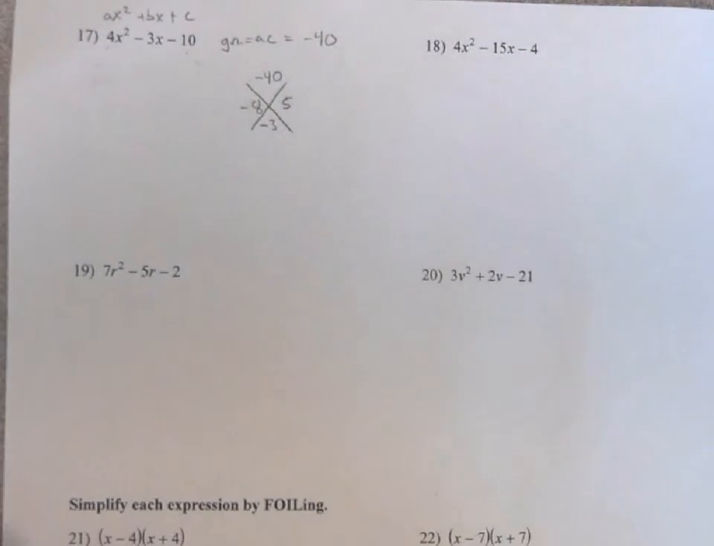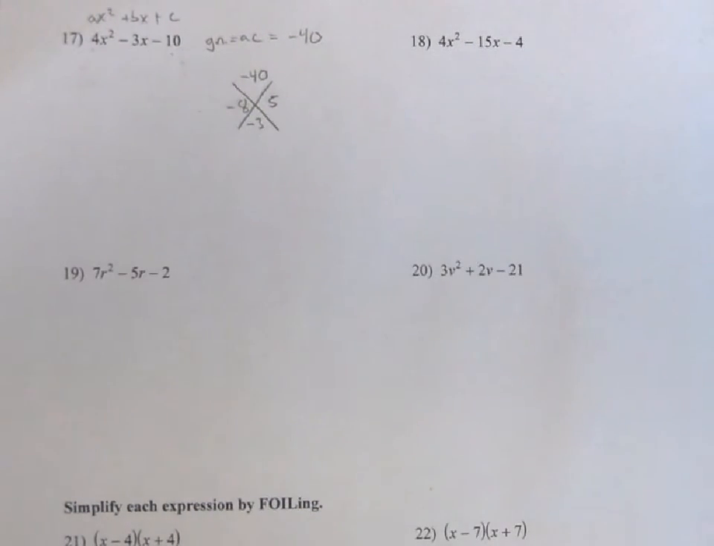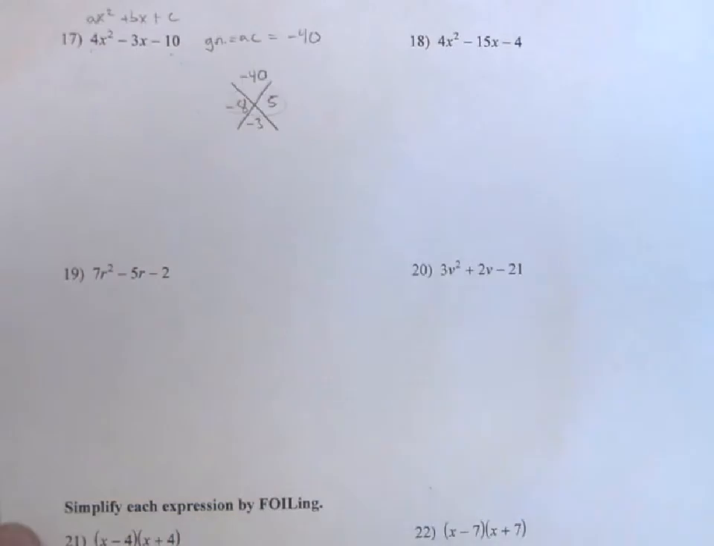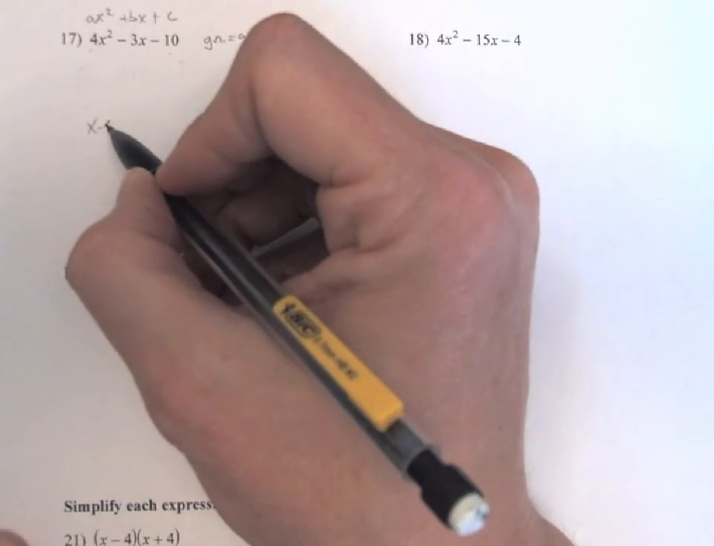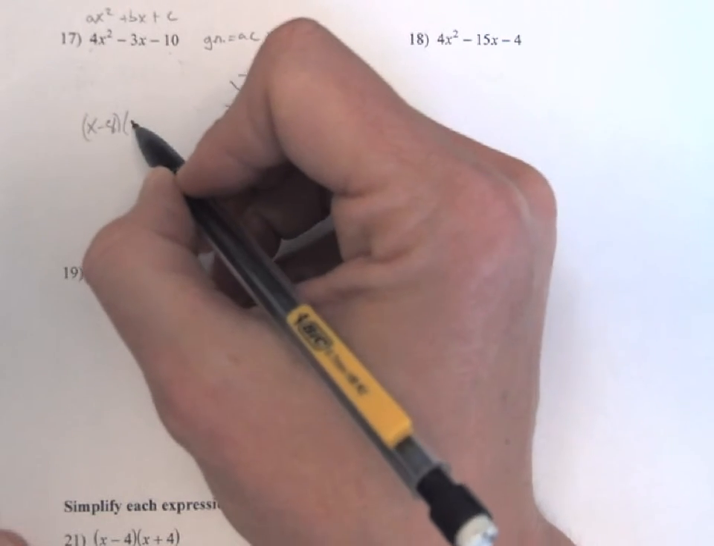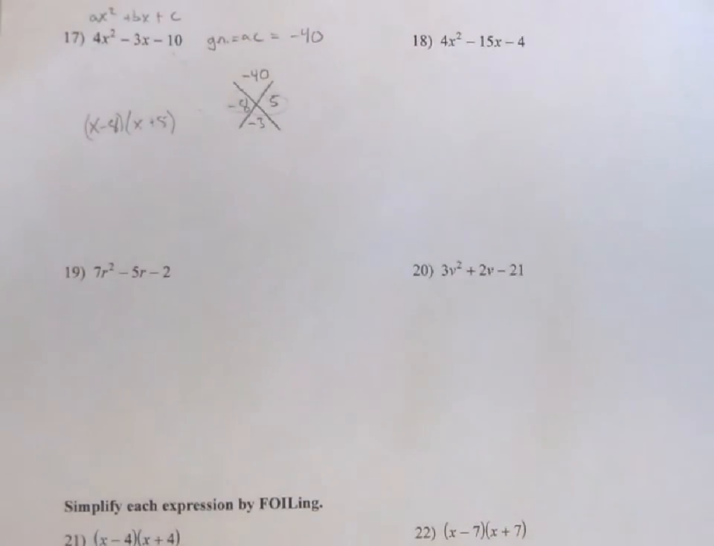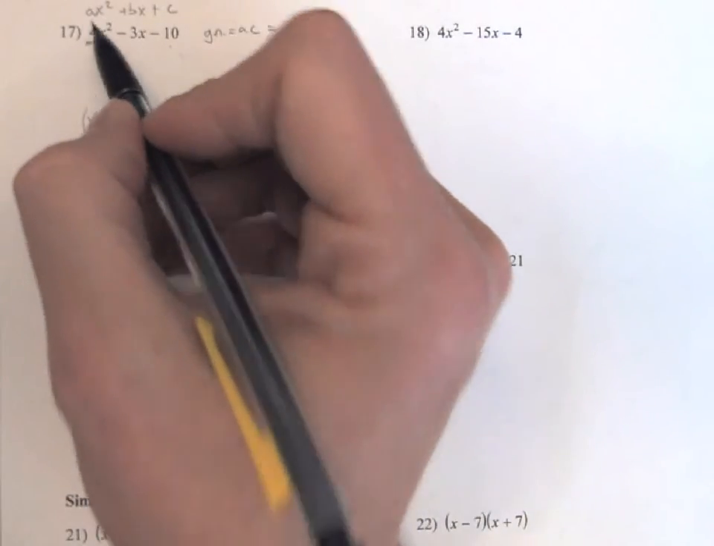I sure do. Right, now, in the past, what we would have done here is we would have taken these two numbers, and those numbers would have been in our final answer. We would have done something like this: x minus 8, x plus 5, and we would have been done. But this is a little bit different because of that guy right there, right?